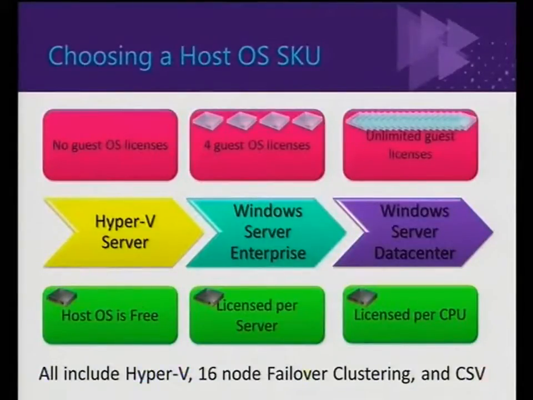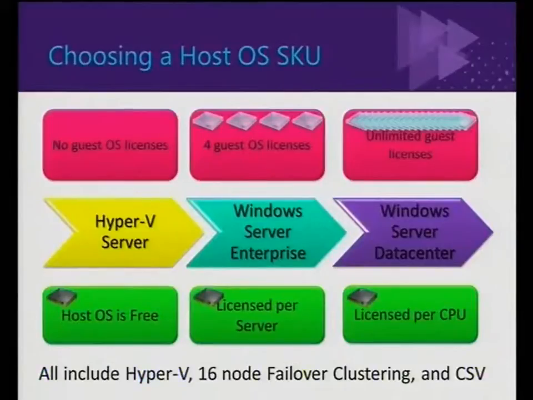Step up from that is Windows Server Enterprise. That's a full version of Windows Server. It's licensed on a per-server basis, and it includes the rights to run up to 4 guest operating systems of Windows. So the benefit there is instead of having to buy 4 copies of Windows for your 4 VMs, you can buy 1 copy and cover all those under that license. So it's a very economical way to license a low-density virtualization environment.